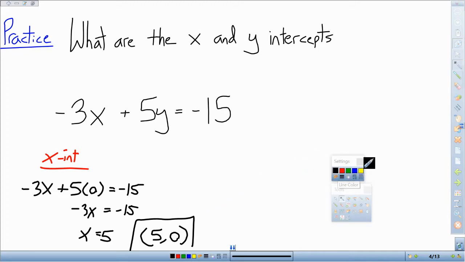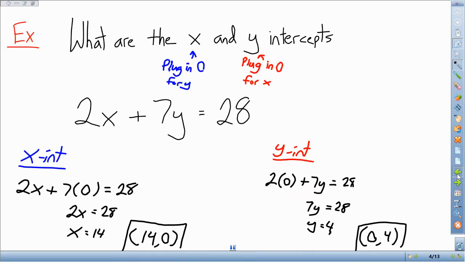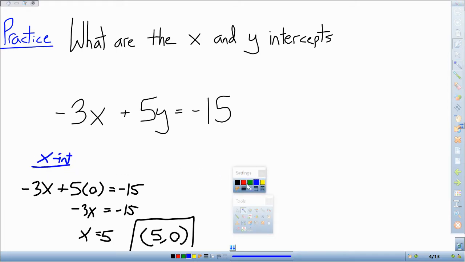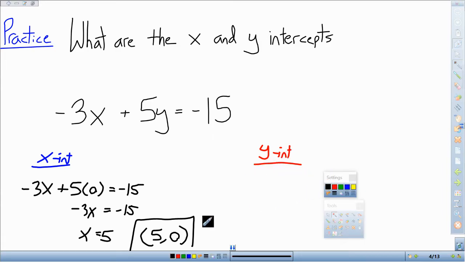Let's go ahead and do the same thing for y. Am I mixing up my colors? Yeah, sorry, I did blue over here. Now I'm doing green. Let's see if I can fix this. It's going to bother me, so I'm going to change this real quick. Okay, x-intercept. There we go. We'll keep this consistent. So y-intercept. Okay, let's go ahead and do it.